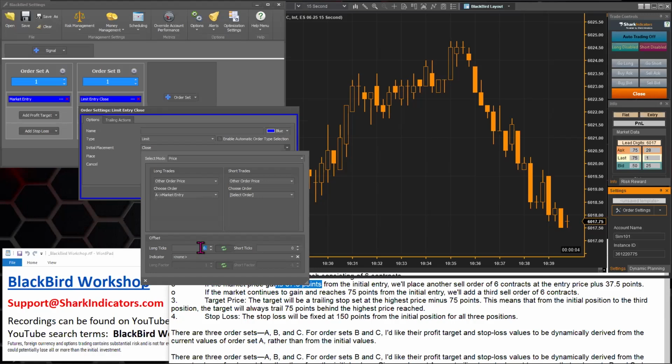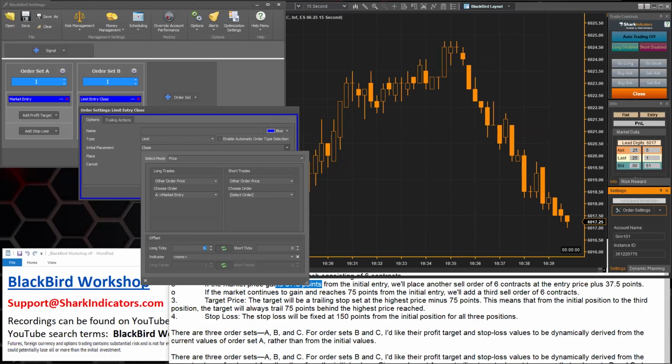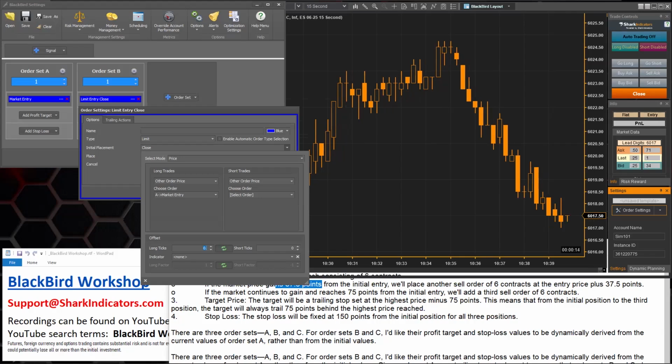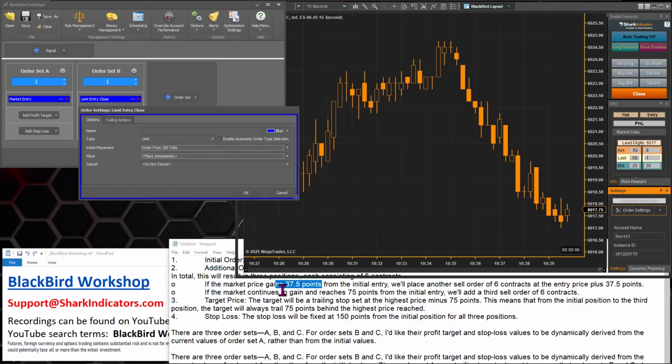I'm going to give this a shot here. So we'll do a little test of this. But first, I need to do a little math and convert points to ticks. All right, so we want 150 ticks, is this 37.5 points.